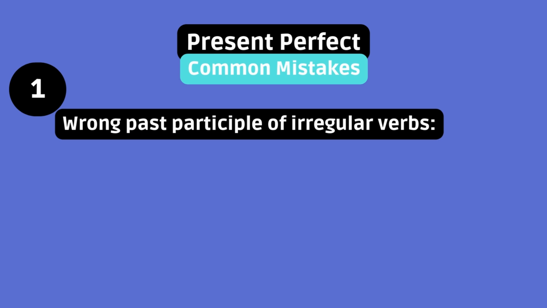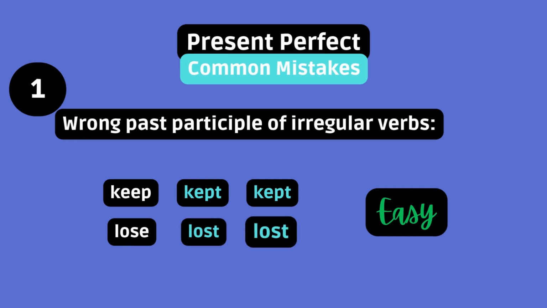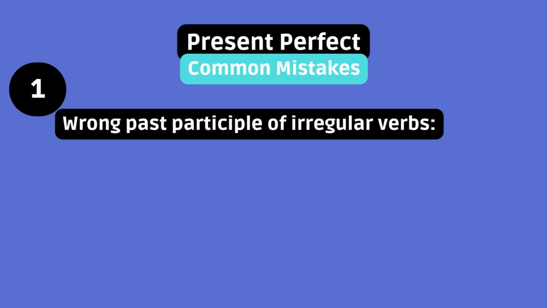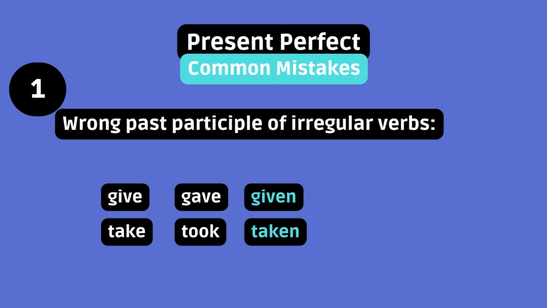One common mistake learners make with the present perfect is using the wrong past participle. Irregular verbs have unique forms. Some past participles are like the past simple, so they're easy to remember. Keep, kept, kept. Lose, lost, lost. But for most of them, the past participle is a new form you have to learn by heart. Give, gave, given. Take, took, taken.